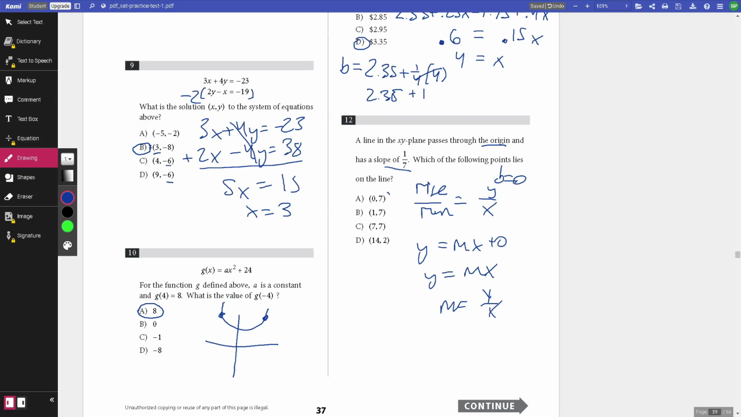This passes through the origin, so it can't be 0,7. 7 divided by 1 is 7, so the slope is 7. That's wrong. 7 divided by 7 is 1, which is wrong. And 2 divided by 14 is 1/7, which is right, so it's D.